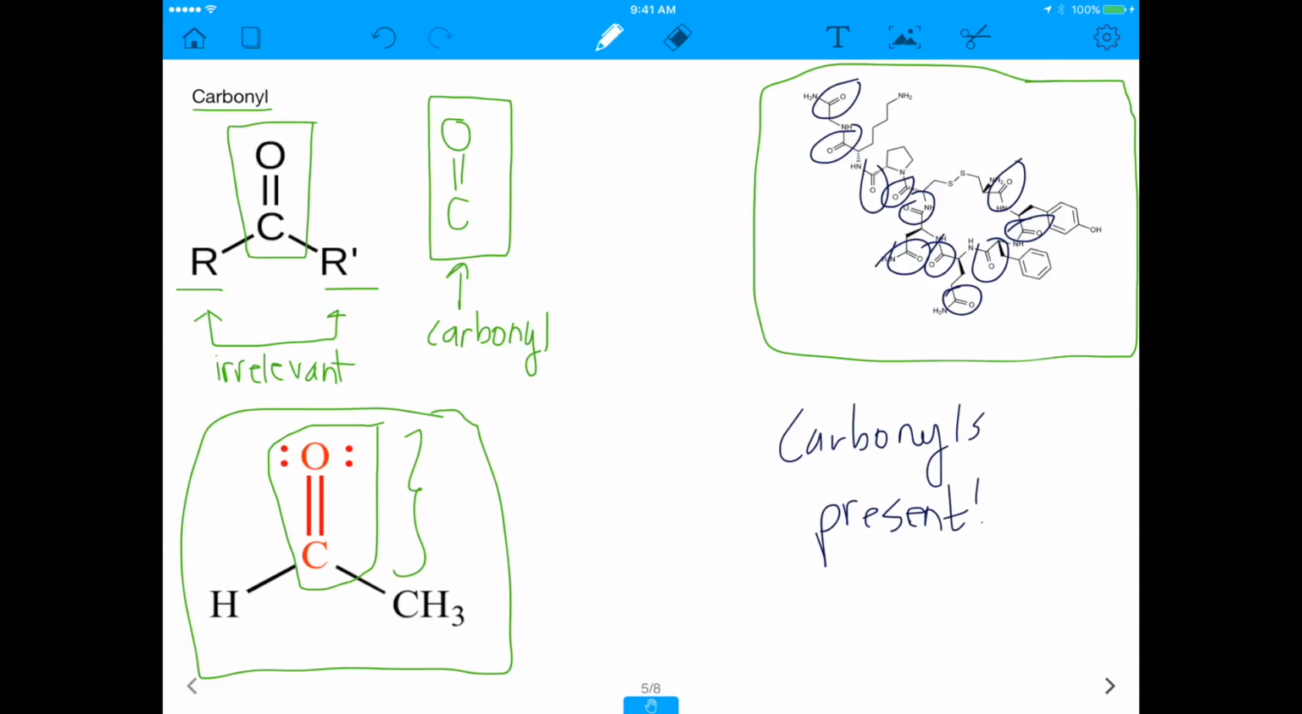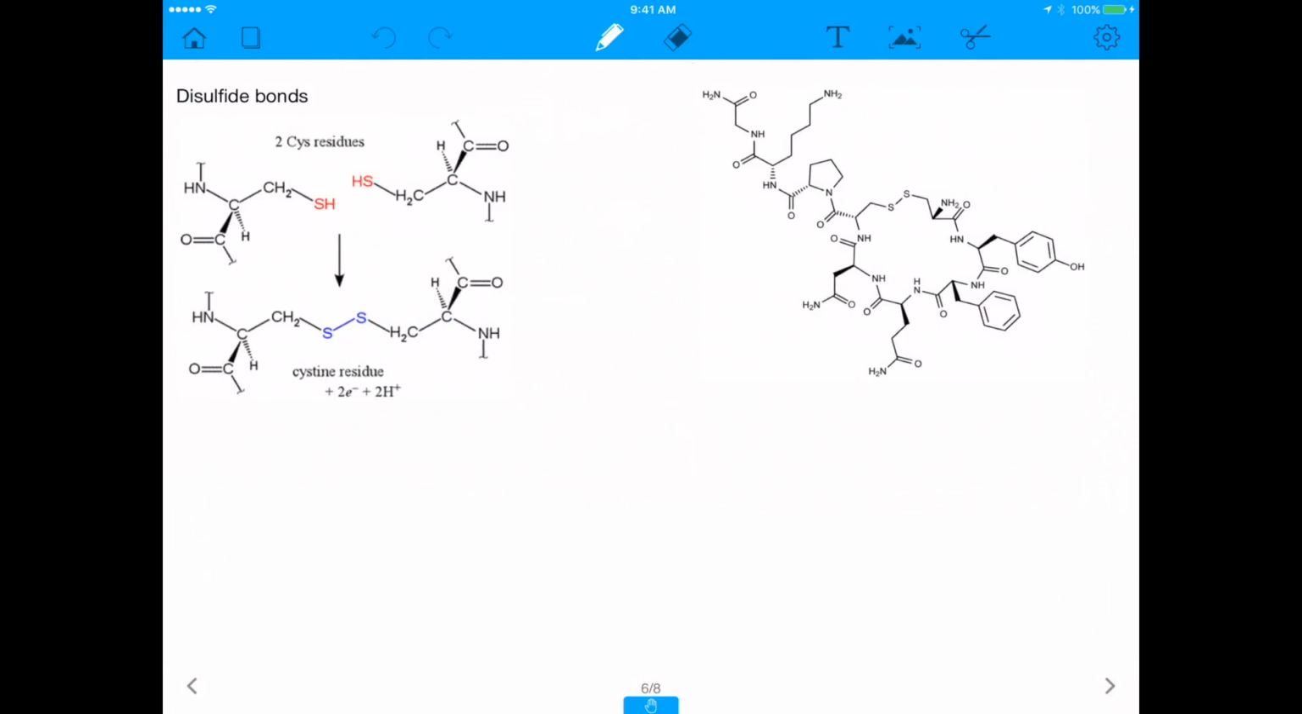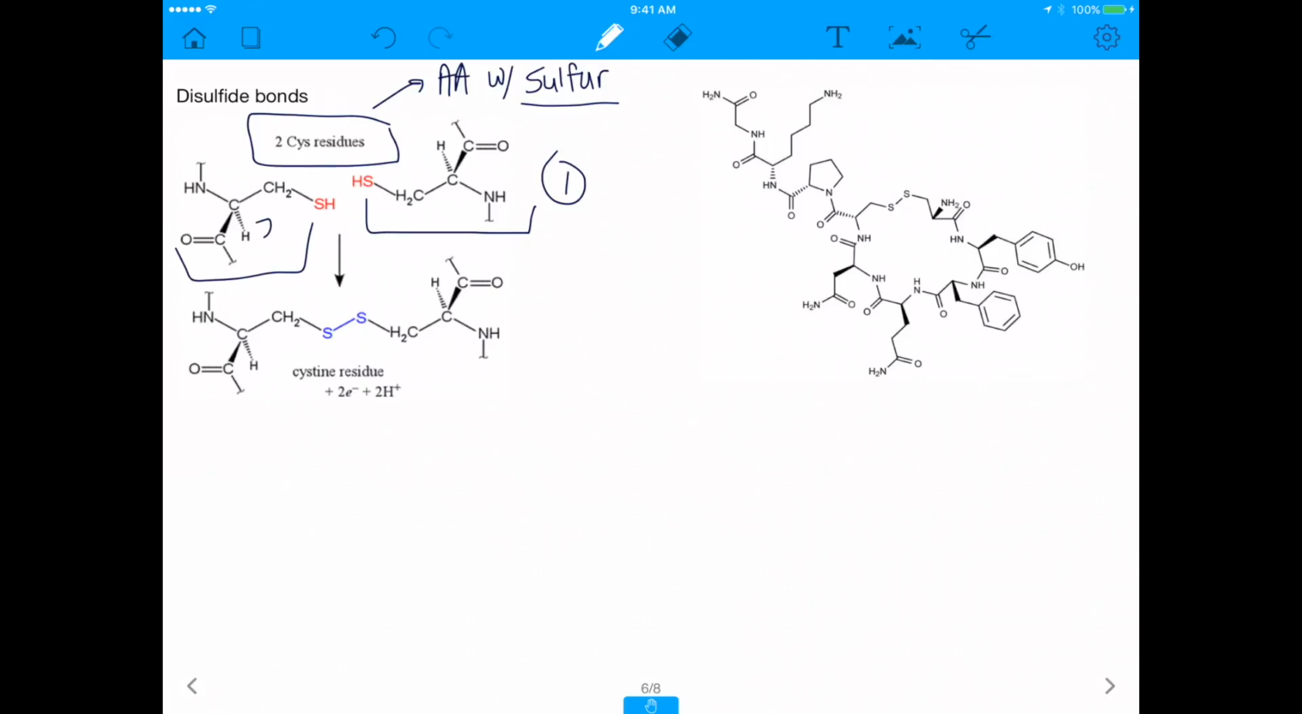So now let's go to the next one. What's the next functional group? Disulfide bonds. First of all, you should know they're between 2 cysteine residues. Cysteine is an amino acid with sulfur in it, and that's why cysteine is unique. It's one of the only amino acids of the 20 that has sulfur in it. And then when you have 2 cysteine molecules, this is cysteine 1 right here, so I'll label it 1, and this is cysteine 2 right here, and I'll label that 2.